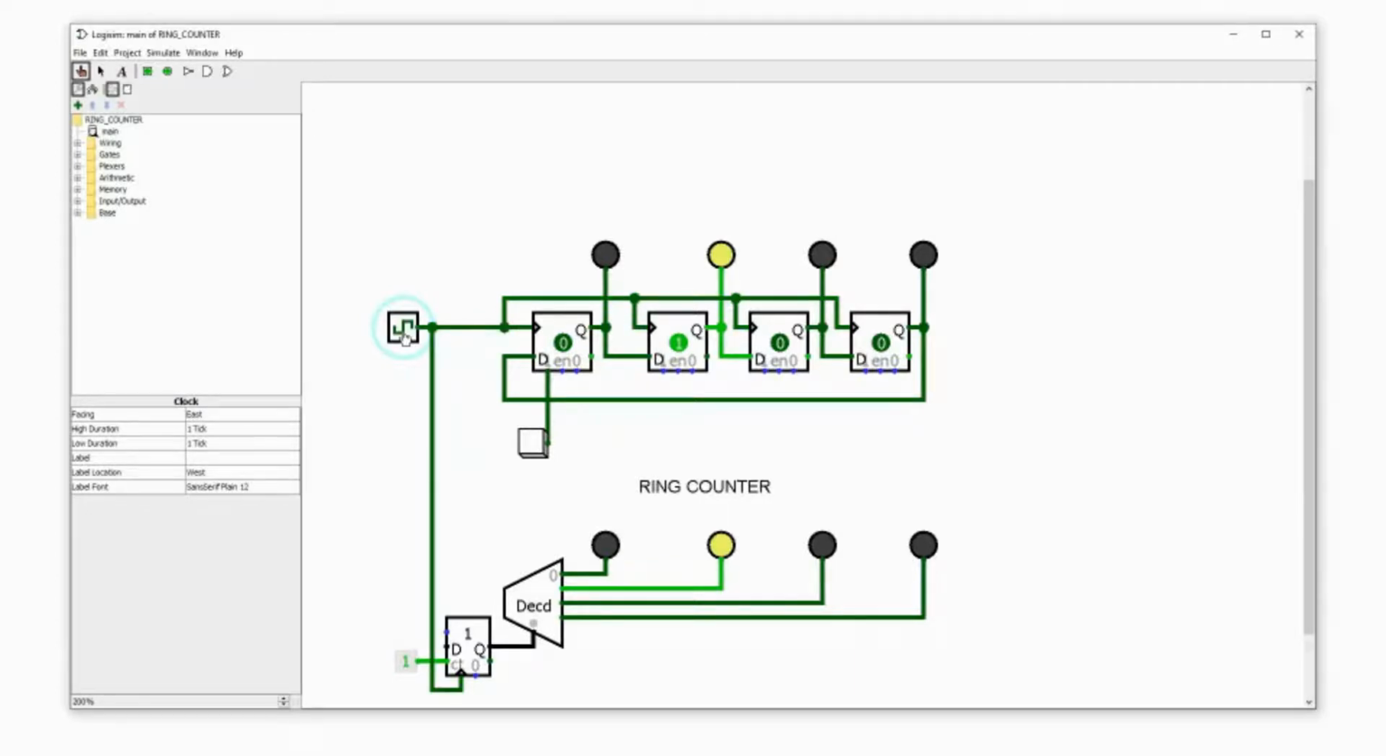For the next clock pulse, it moves again towards the right, and for the next clock pulse, it moves again towards the right. And now if I give another clock pulse, what will happen? This one will turn off, and this one will get into this flip-flop right here.